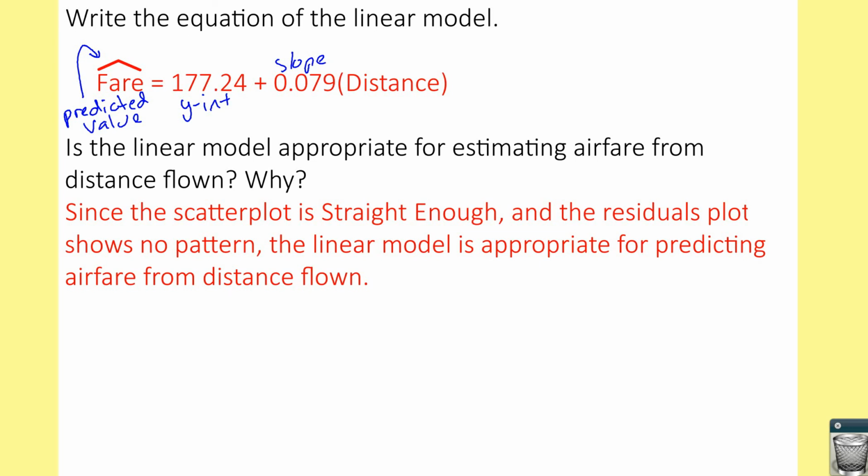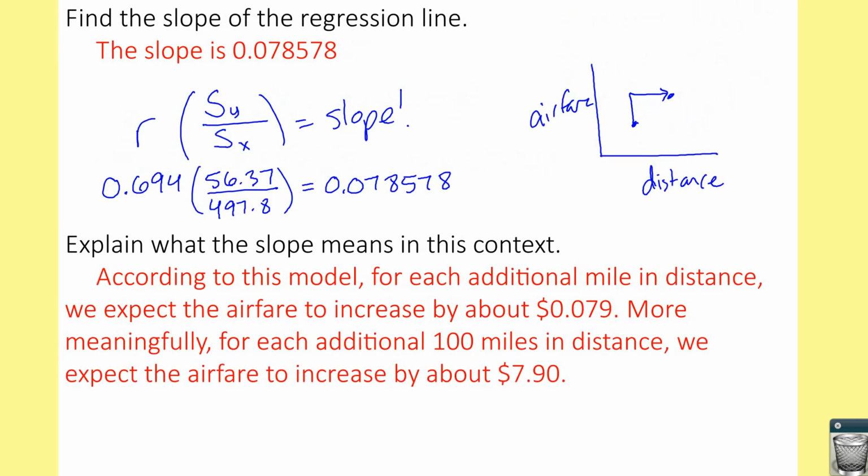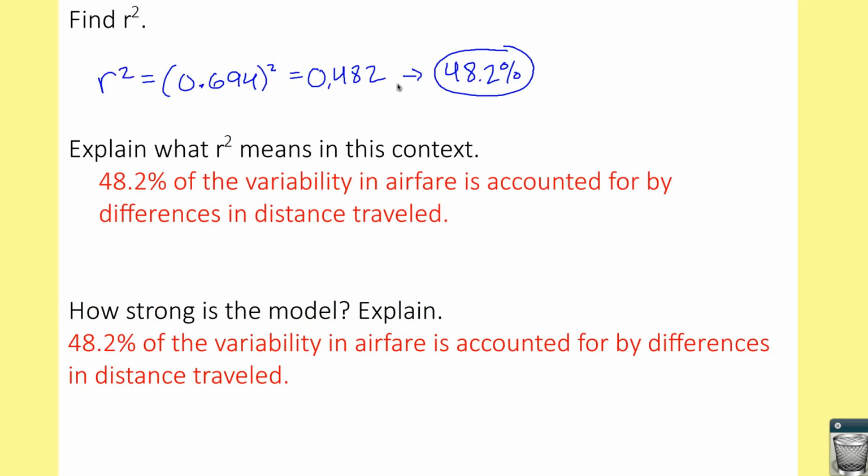Okay, we can also tell because our R squared is pretty reasonable in this: 48.2%. That's a pretty good indicator of the airfare change, or the change in airfare.